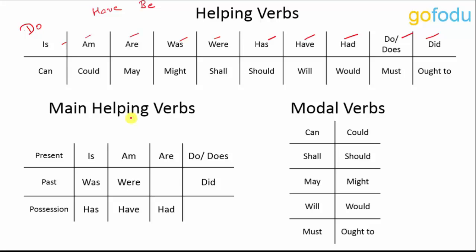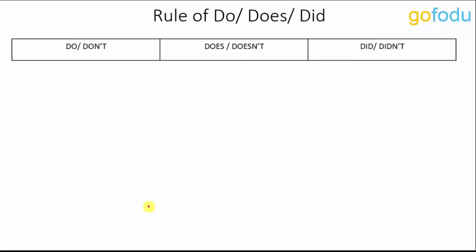Modal verbs are verbs which are used to express permissions or possibility or certainty or necessity of the action of the verb in the sentence, like can, could, shall, should, may, might, will, would, must, ought to. Now let's discuss the rules of usage of do, does, or did. They have negative forms and interrogative forms as well. The negative form of do is don't. The negative form of does is doesn't. The negative form of did is didn't.